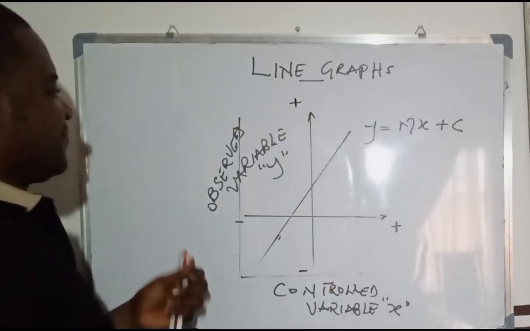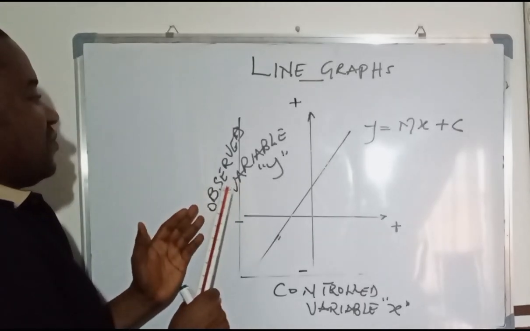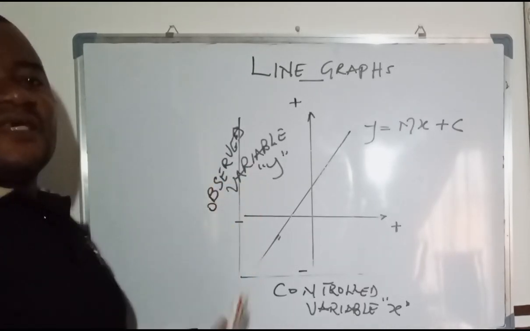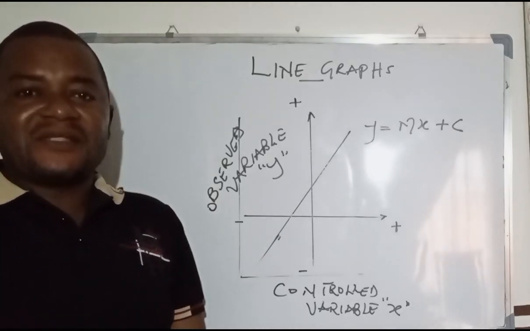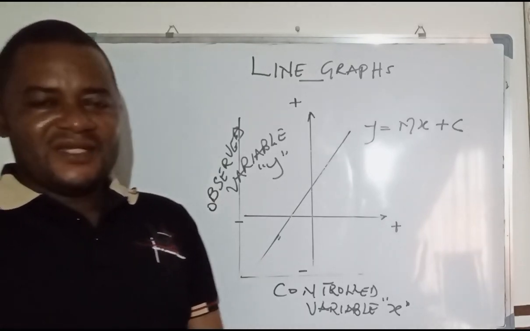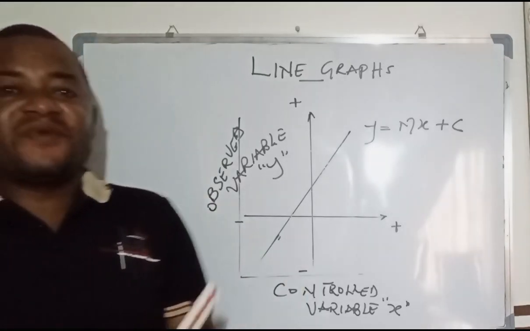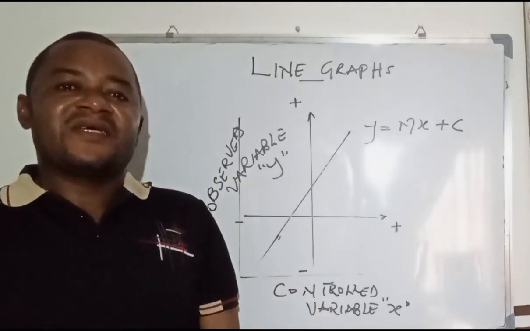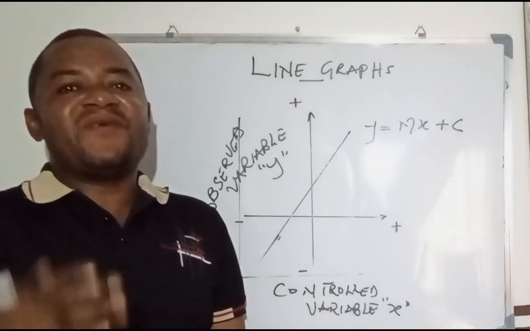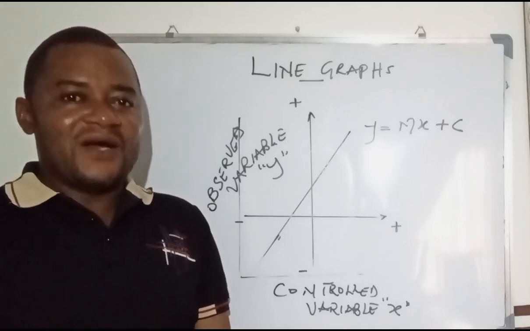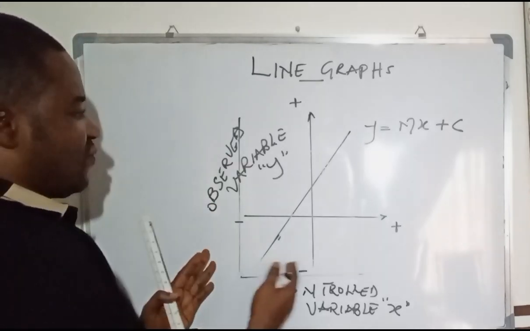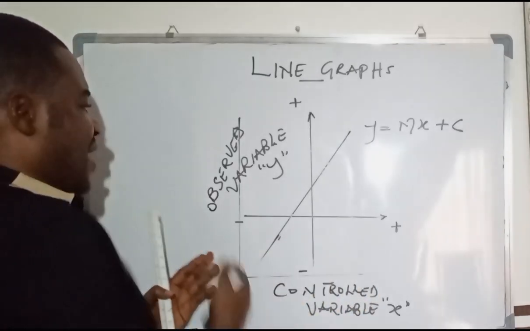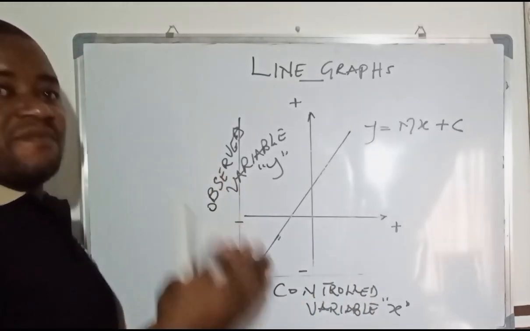Your y, the observed variable, is the variable that can be measured. The control variable is the variable that cannot be measured but can be varied. The values can be varied. So for every graph you have, the x part of the graph can be varied, while the y part is the one you can measure.